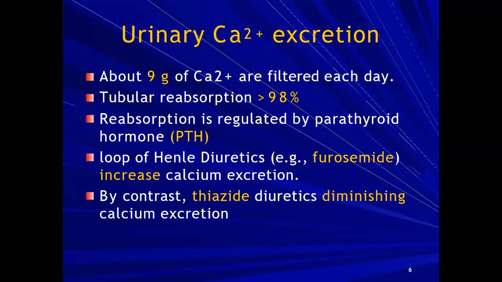In the loop of Henle, we call them non-selective diuretics, which do not spare electrolytes, like furosemide and thiazides. They increase excretion of calcium in the loop of Henle.